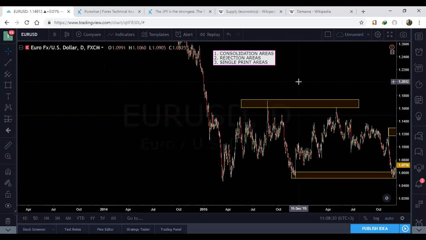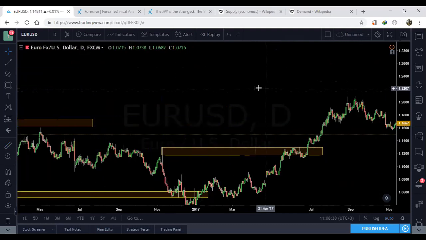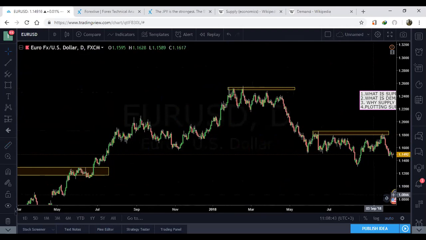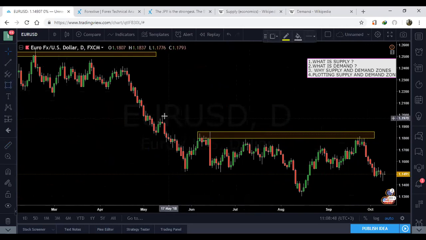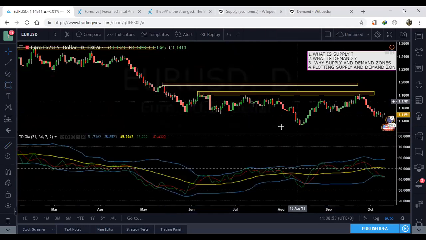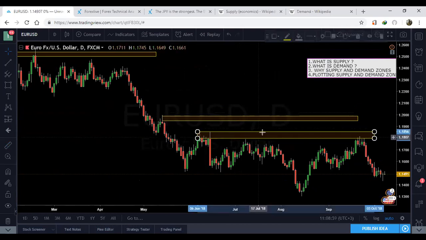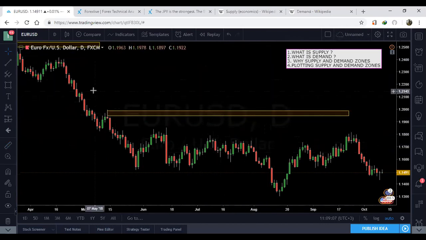So the rejection areas are pretty much the same as the single print areas, because, okay, we can just see here, this area here is a single print area, just one candlestick. When price gets to this area, it will probably be rejected because there were many sellers in this area, many people selling in that area.